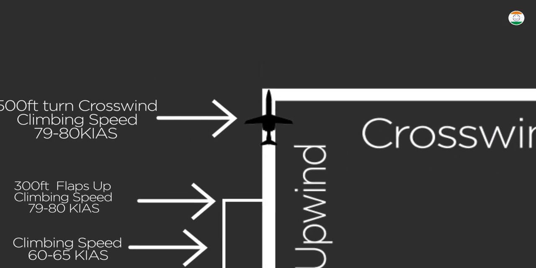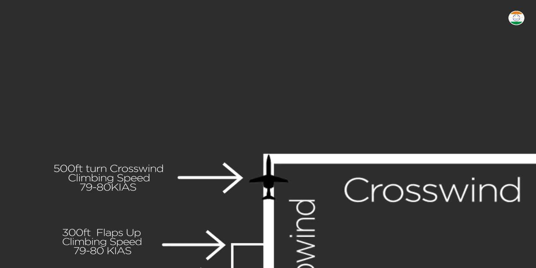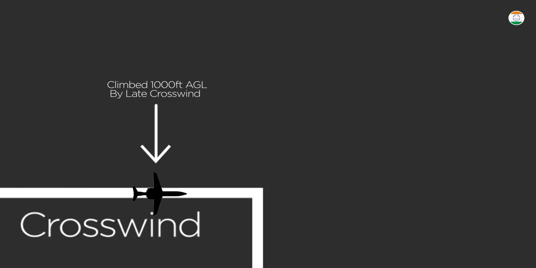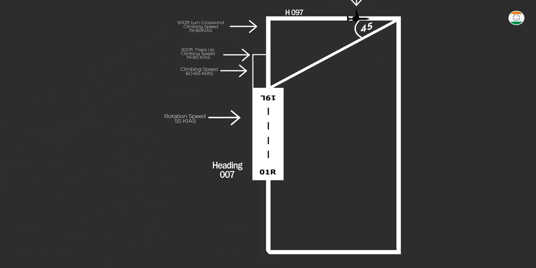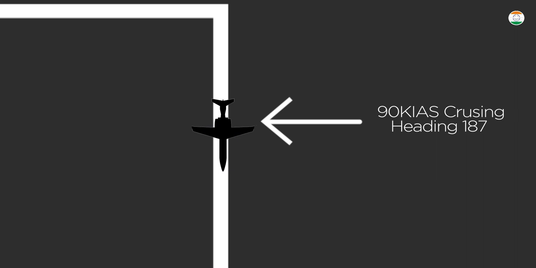At 500 feet, we started turning for crosswind. Then we climbed to 1000 feet AGL by end of crosswind. Crosswind heading was 097. Then when we had 45 degrees to the runway, we started turning for downwind. We maintained 90 knots of cruising speed and 187 of downwind heading.